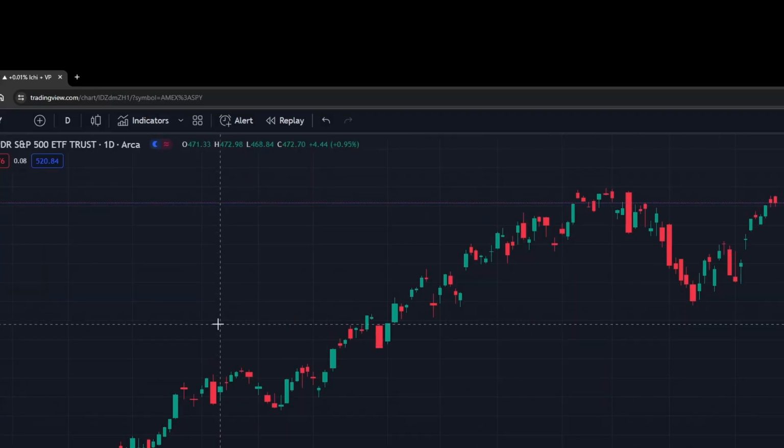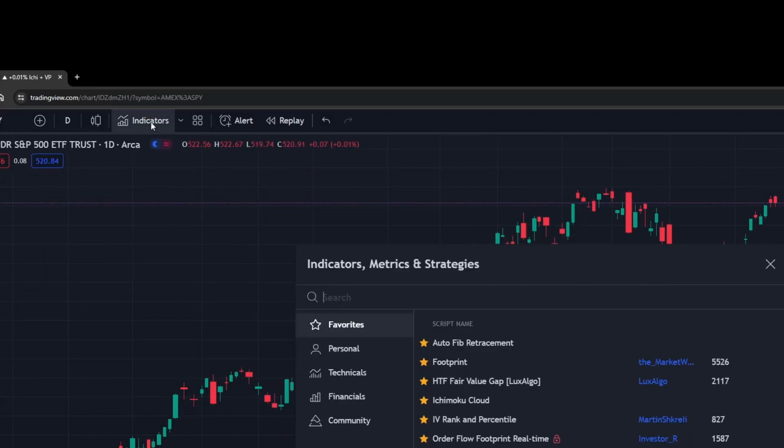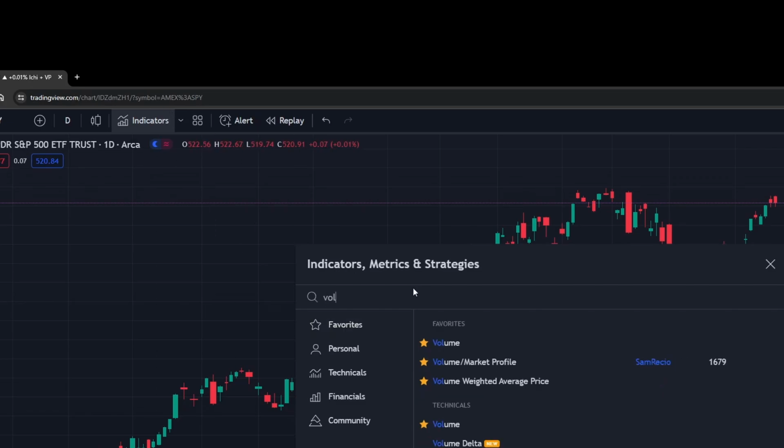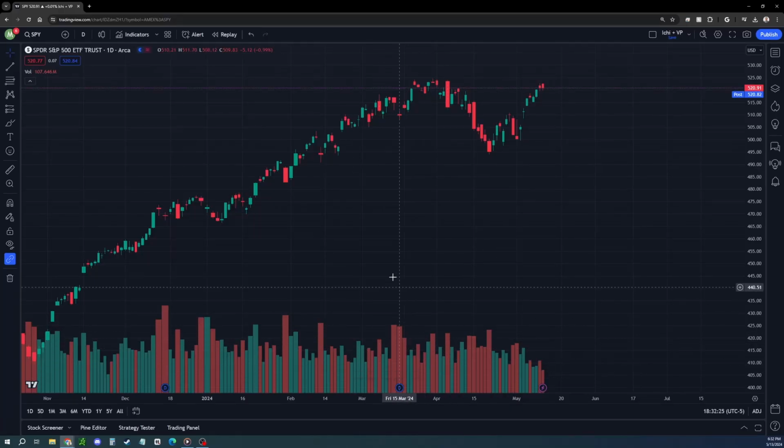You should also add the volume indicator to get the most use of this, which you can do by selecting indicators at the top left, which will make this box appear where you can type volume into the search bar. Click on volume from the list, and it will be added to your chart.